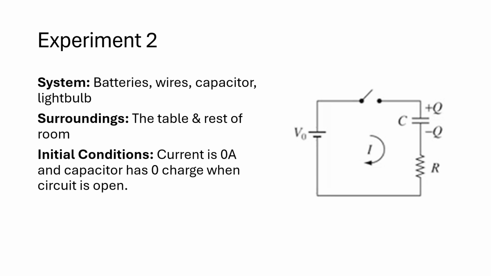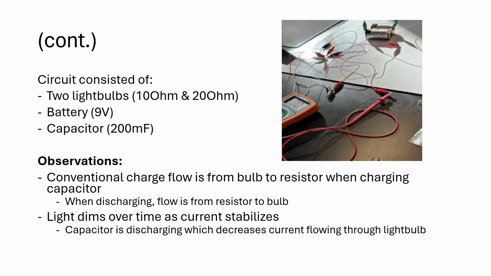So for experiment 2, my system I defined as the batteries, the wires, the capacitor, and the light bulb. My surroundings were the table and the rest of the room, and the initial conditions were that the current is 0 and the capacitor has 0 charge when the circuit is open and not closed. So some observations I made were that the conventional charge flow is from the bulb to the resistor when the capacitor is being charged, and when it is being discharged, the flow is from the resistor towards the bulb.